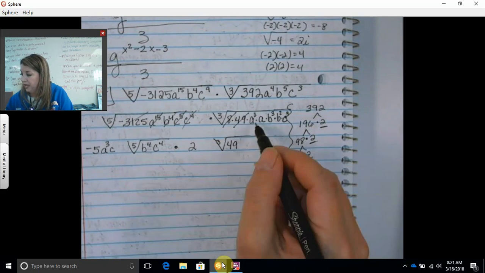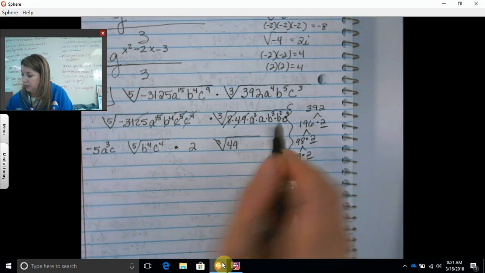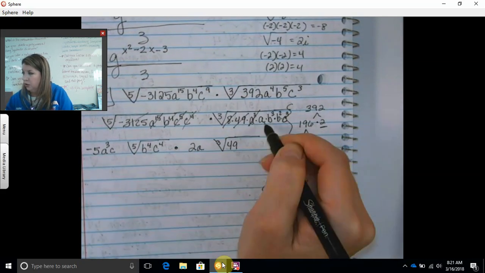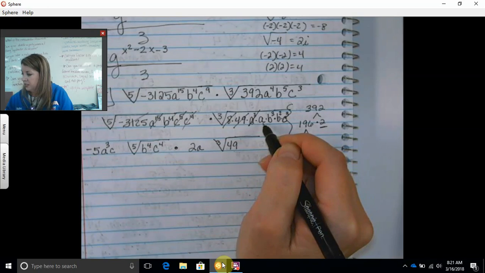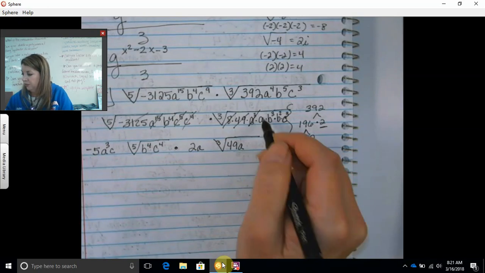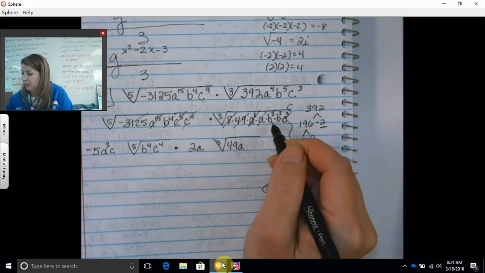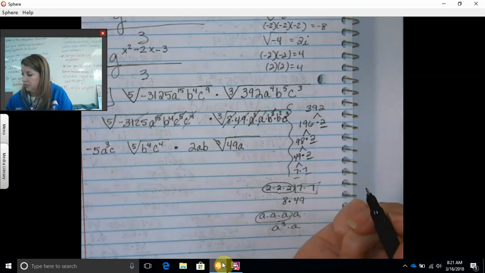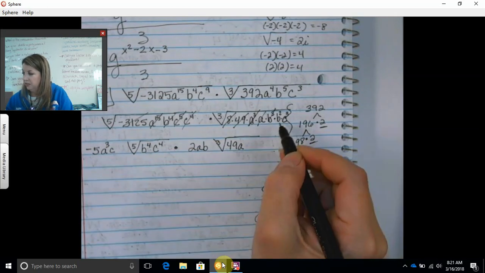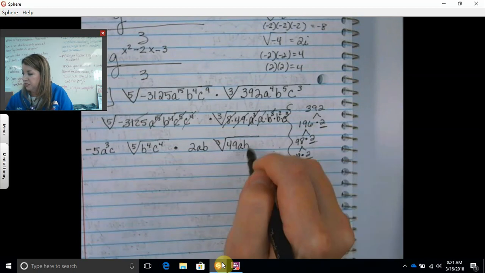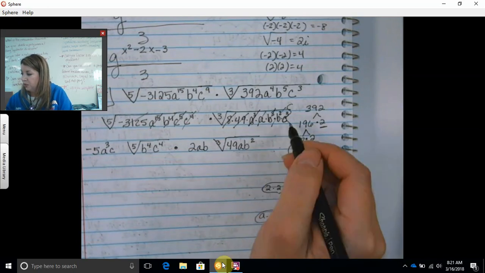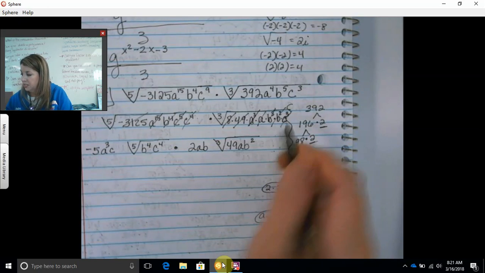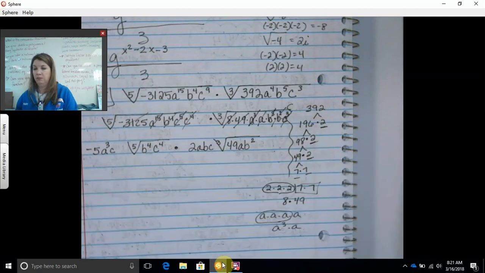What's the cube root of a cubed? A. What about just plain old a? The cube root of a stays under the radical. What's the cube root of b cubed? B. How about the cube root of b squared? Nope, so b squared stays under the radical. What's the cube root of c cubed? C. Boom.